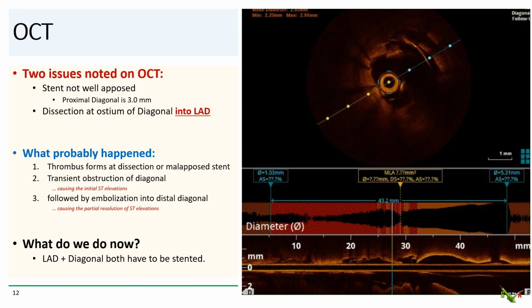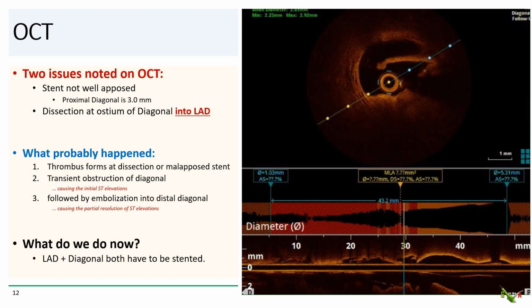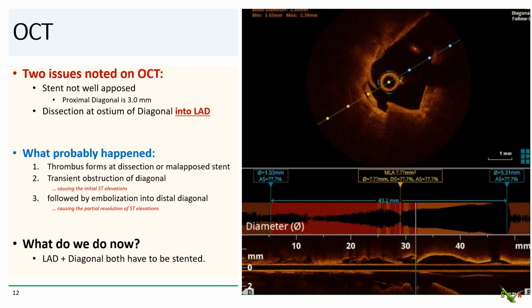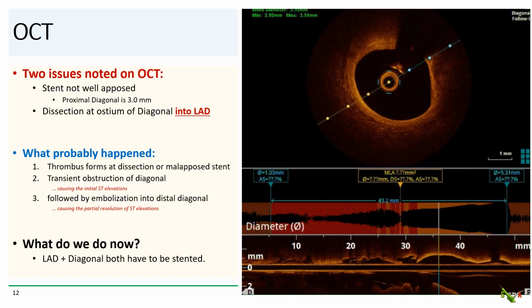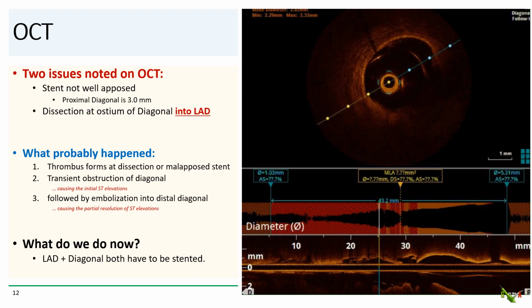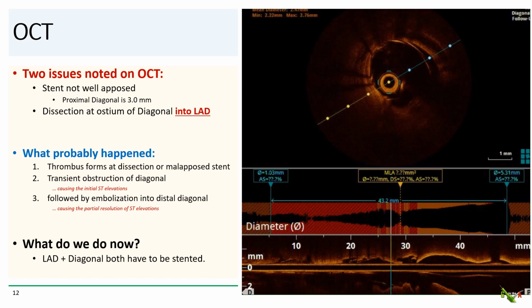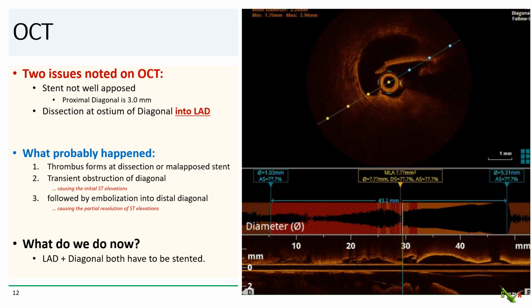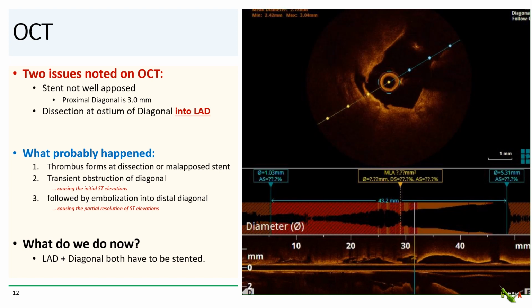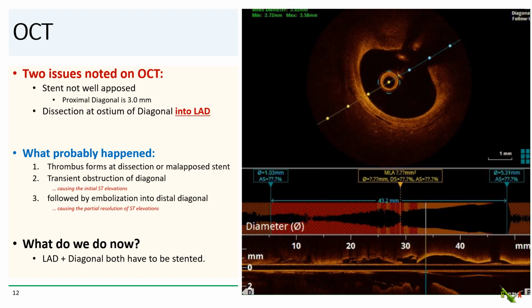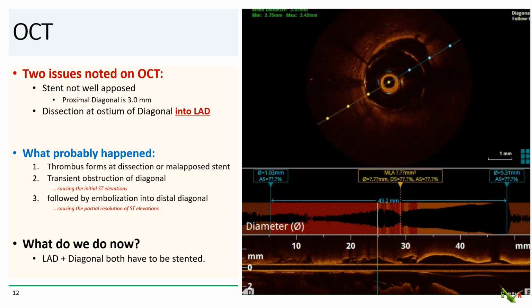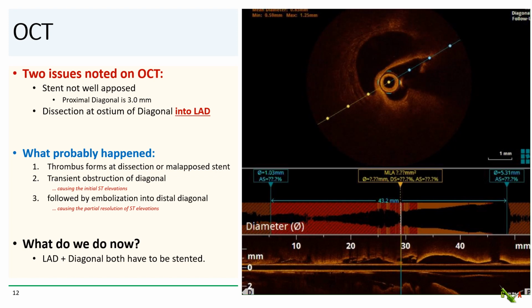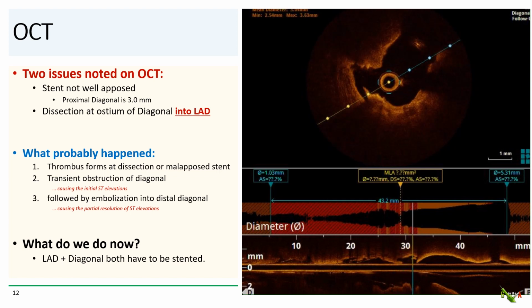So here's the OCT. A couple of interesting findings. First, the stent does not appear to be completely apposed to the vessel wall. So even though the angiographic appearance was quite good after post-dilation with the 2.5 millimeter NC balloon, it turns out that the diagonal branch was actually approximately 3.0 millimeters in diameter. Second, there is a dissection at the ostium of the diagonal that is extending out into the LAD. This was not angiographically apparent at all after PCI.